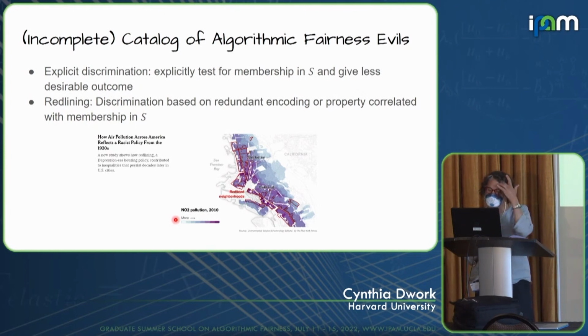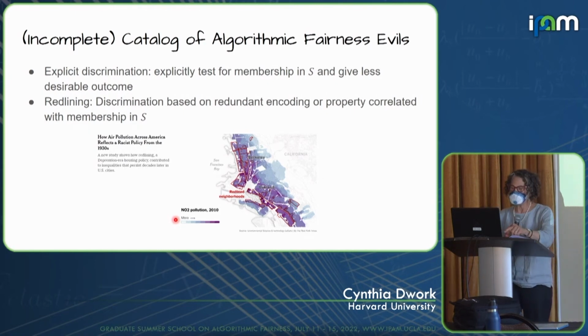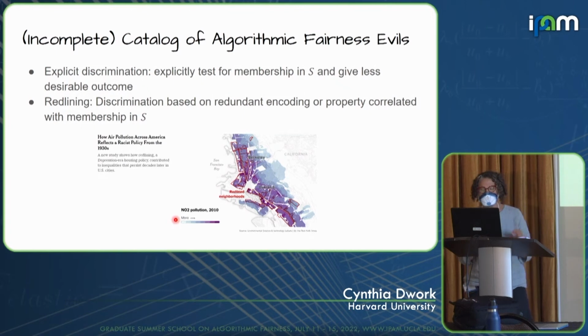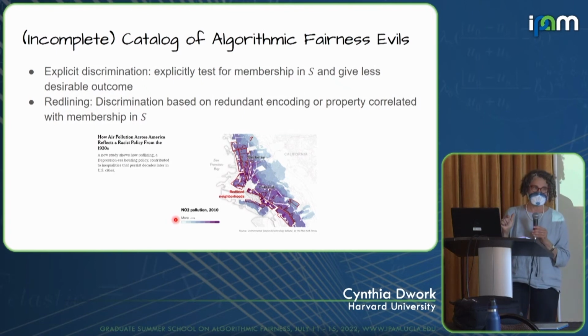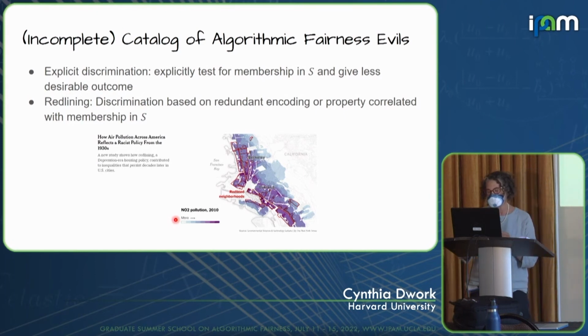This was actually a really recent map showing the effects of redlining. So this is actually a map of pollution, the nitrous oxide pollution map in 2010, and it turns out to be very tightly correlated to redlined areas in the Bay Area.